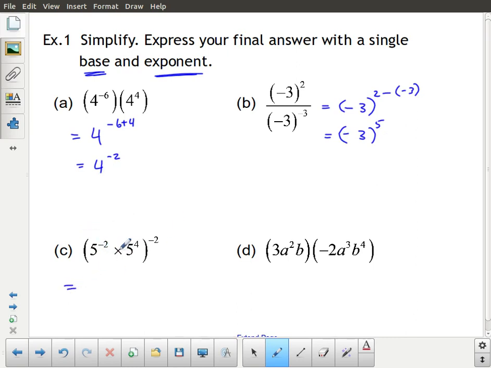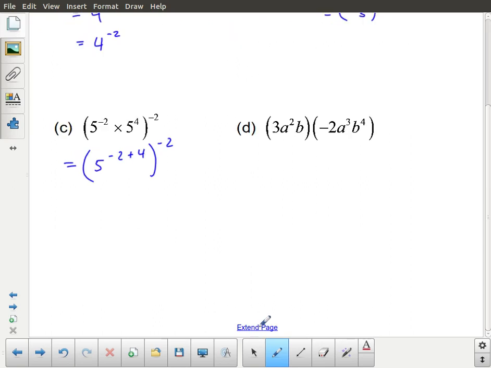5 to the negative 2 multiplied by 5 to the 4, all to the negative 2. So I'm going to take care of what's inside this bracket first, following order of operations. That's 5 to the negative 2 plus 4, and then that's all to the negative 2. 5 to the negative 2 plus 4 is just 5 to the 2, and that's all to the negative 2. And now I multiply these exponents together, and I end up with 5 to the negative 4.